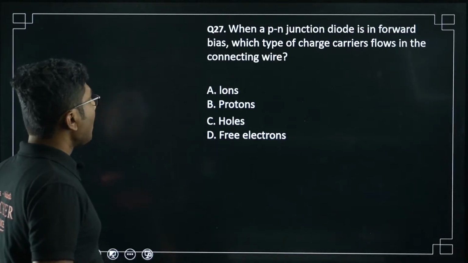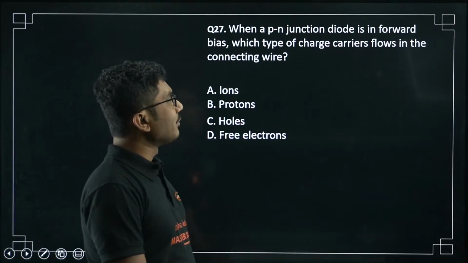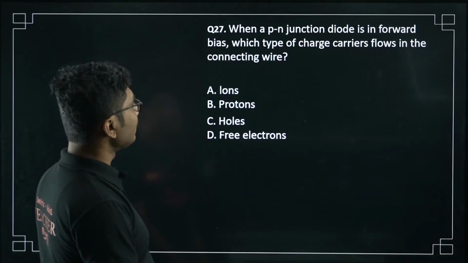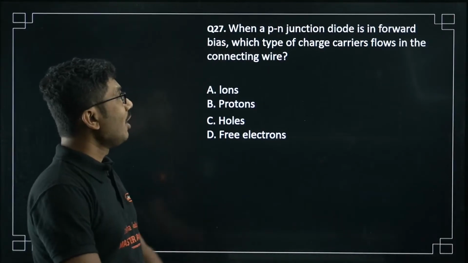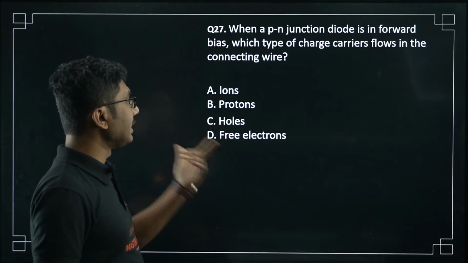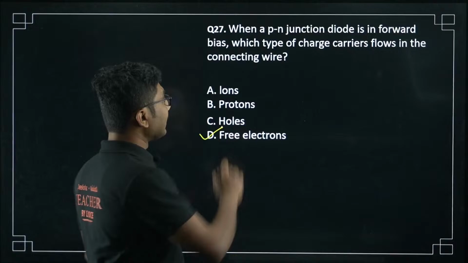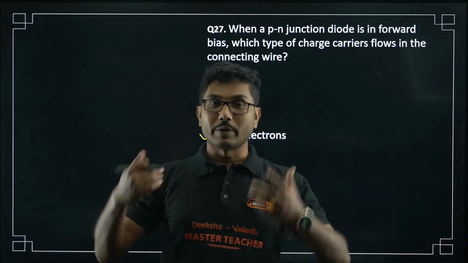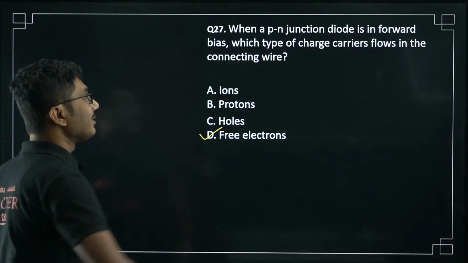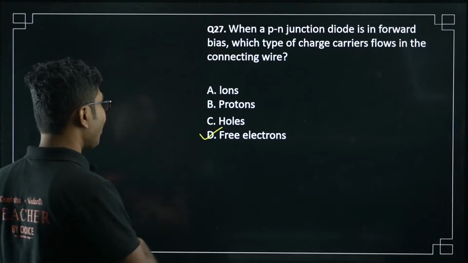When a PN junction diode is in forward bias, which type of charge carriers flows in the connecting wire? PN junction forward biased: ions, protons, holes, free electrons. So basically when the diode is forward biased, free electrons carry the current, so obviously free electrons are the charge carriers, not holes.